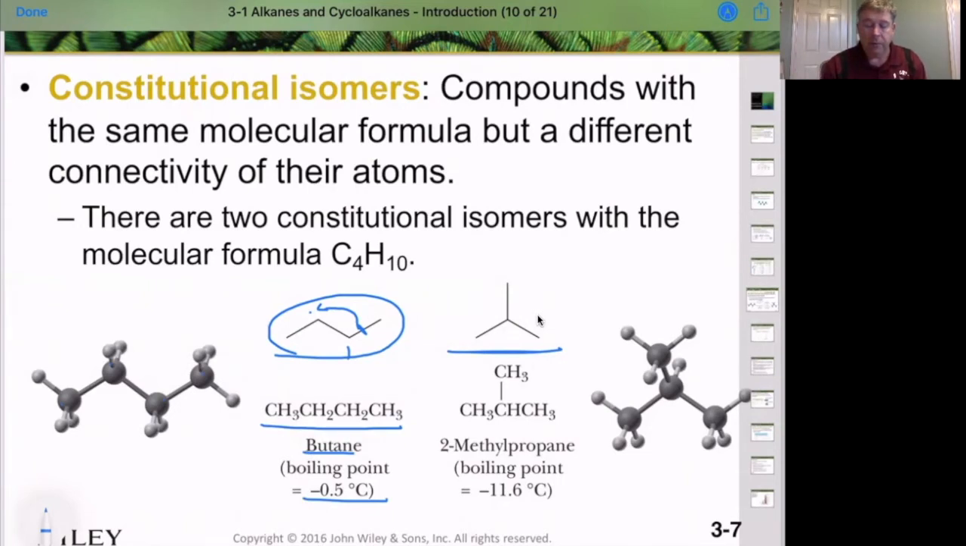However, if we move just that one methyl group and get a different constitutional isomer, meaning we attach the carbons in a different order, we actually get a lower boiling point. It has a lower boiling point because it has a smaller surface area, and we'll talk about that in a little bit. So we can have a variety of different constitutional isomers having the exact same molecular formula, and they are different compounds and have different properties.